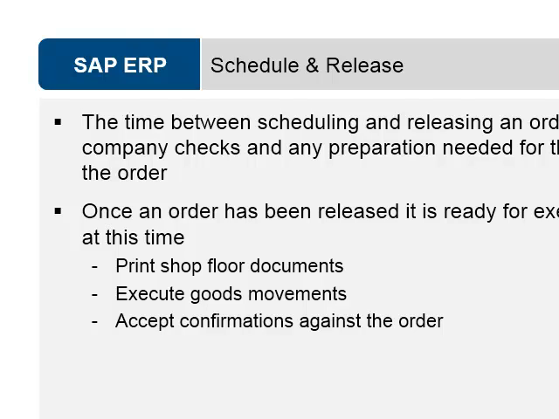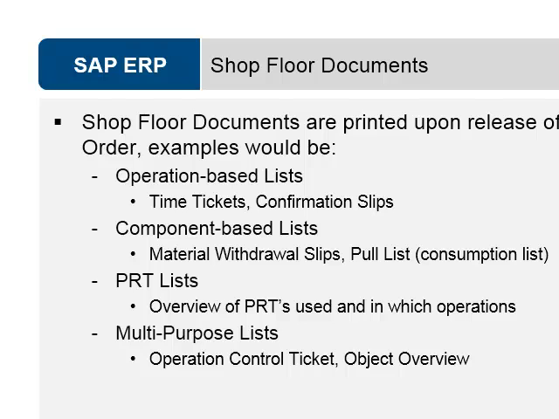As soon as the order is released, we also release and print shop floor documents. Some of these documents are the material withdrawal slips, which allow you to withdraw material in order to use it for production. You can have the goods movement, moving goods from one place in storage to another, from one work center to the other. You can also accept confirmation against the order that the items or the material have been produced. So once the production order is released, you can start printing the shop floor documents.